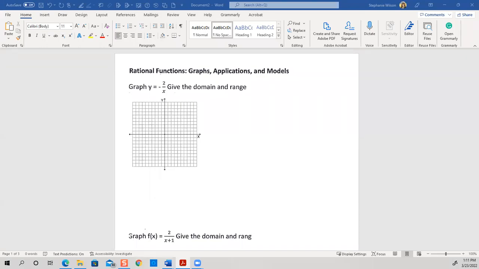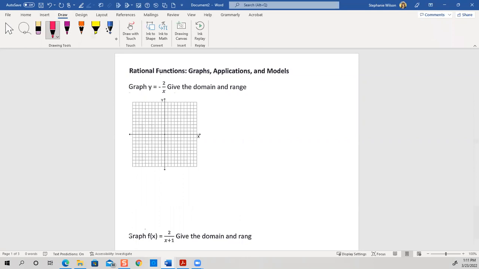Rational functions, graphs, and applications and models. So let's talk about the first one here, graphing this particular function that was given to us. All right, so we have y equals negative 2 over x. In order to graph this, we're going to need to make an xy table.